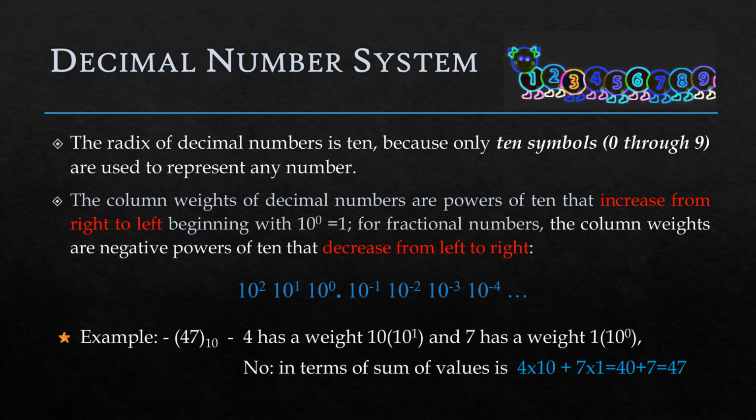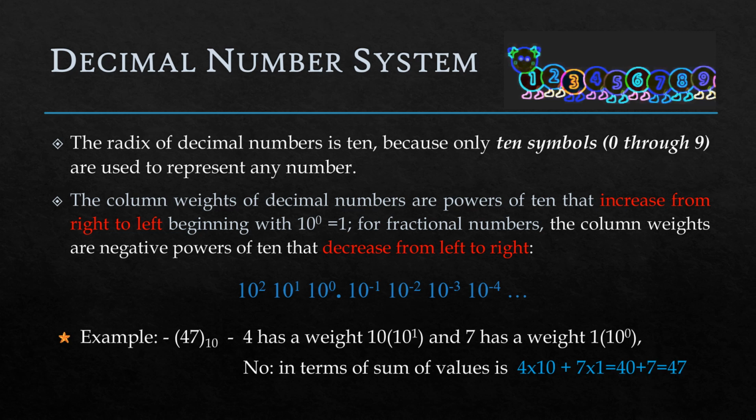Then for the fractional numbers, the column weights are negative powers of 10 that decrease from left to right. So after the decimal point, we will have decreasing column weights, 10 raised to minus 1, 10 raised to minus 2, etc.